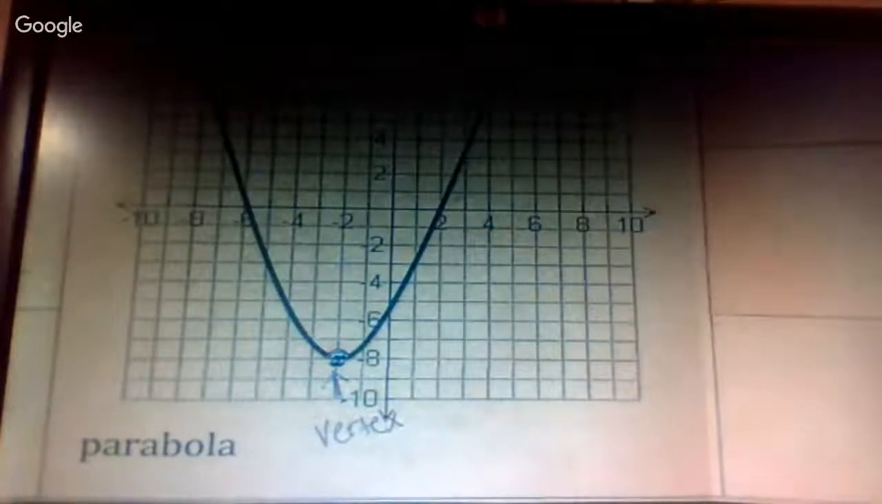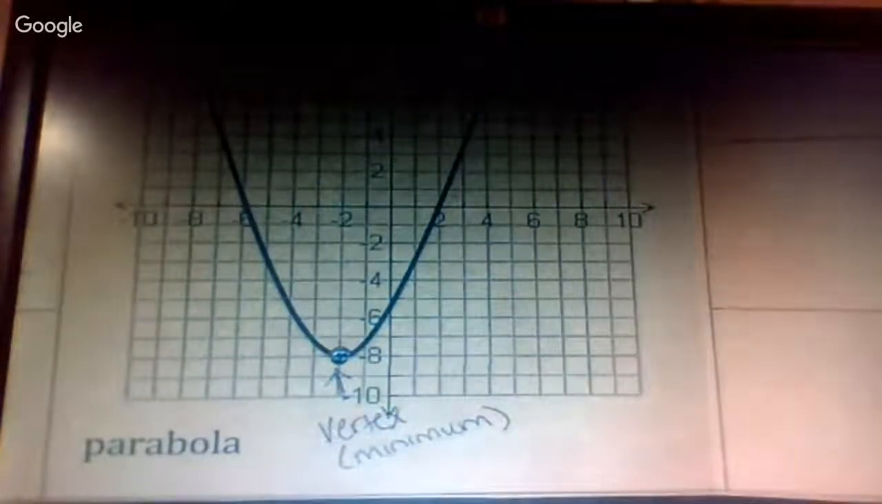So at this point, take a look at what's happening. Remember, we read a graph from left to right. As we read the graph, it's going down, going down, going down. When I hit this point, what happens? It turns and it starts going back up, which is why we call this the turning point. Is this going to be a minimum or a maximum on this graph? A minimum. It's your lowest point on the graph. So we can also call this your minimum. Your vertex here is a minimum.